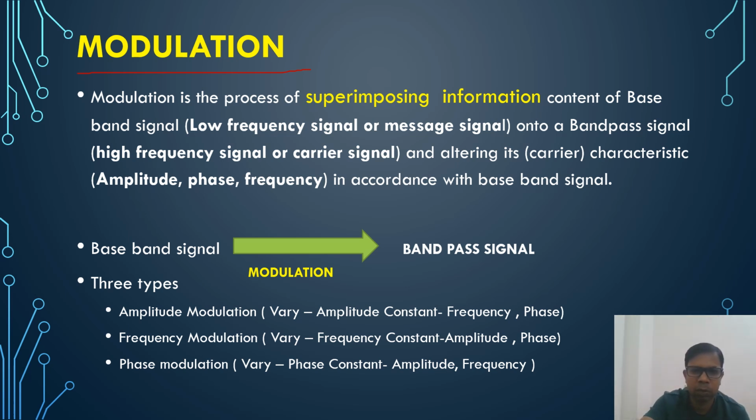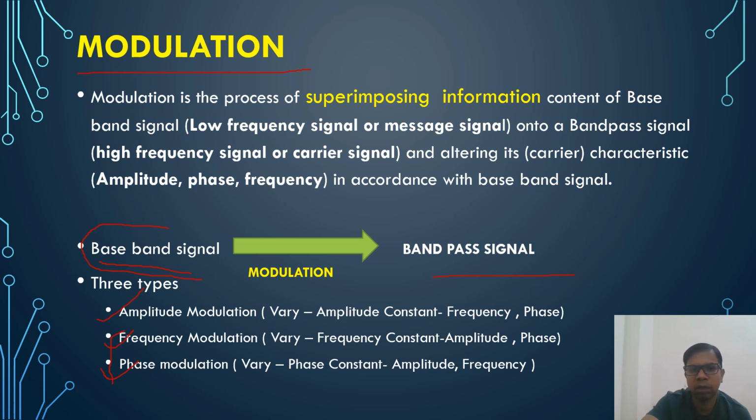This is another type of definition, that modulation can transfer baseband signal into bandpass signal. You can also see there are three types of modulation. First one is the amplitude modulation, second one is the frequency modulation, and third one is the phase modulation. Actually, the frequency modulation and the phase modulation are under the angle modulation.